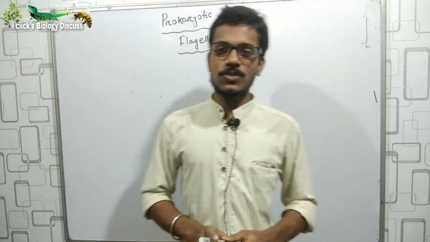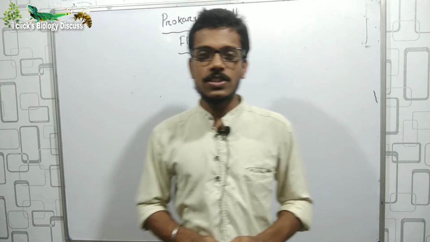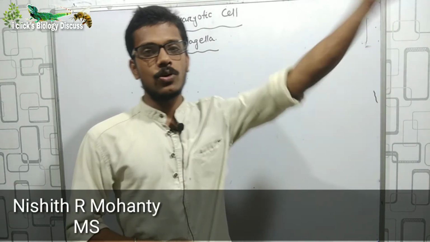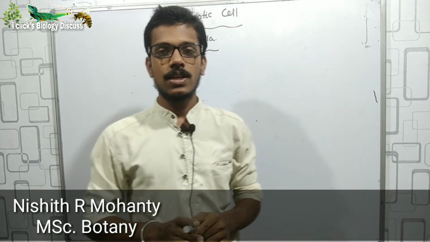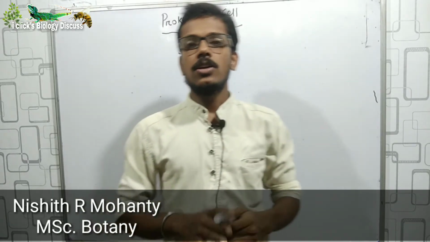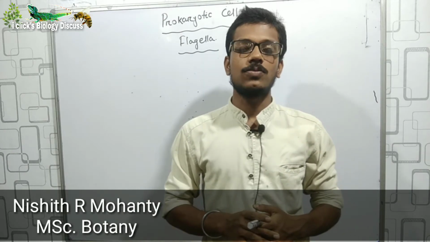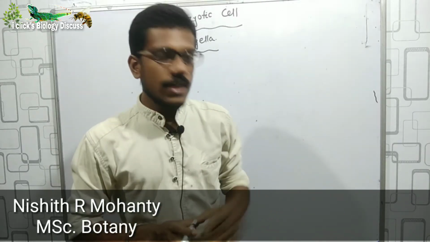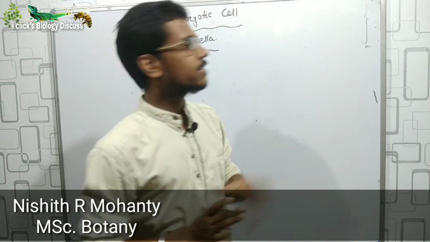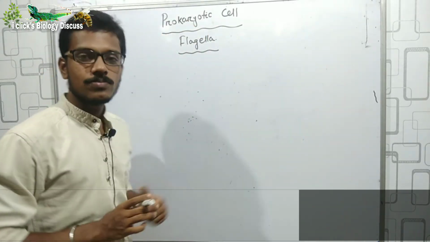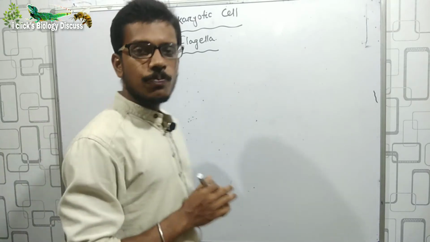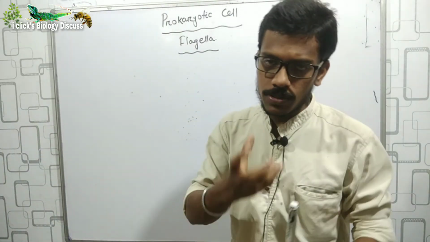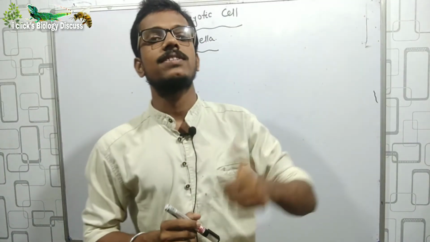In my previous lecture of cytology, we have already discussed the structure of the prokaryotic cell and different parts of the prokaryotic cell, just like your nucleoid or the nuclear portion of the prokaryotic cell. In this lecture, we will discuss the flagella. Flagella is the locomotory part. This is the locomotory organ of a prokaryotic cell.